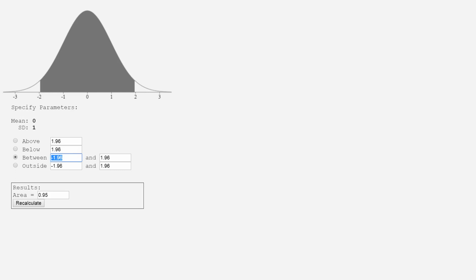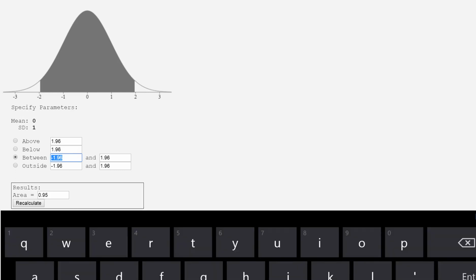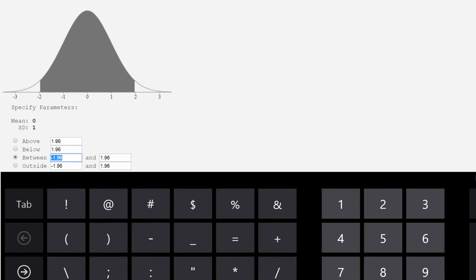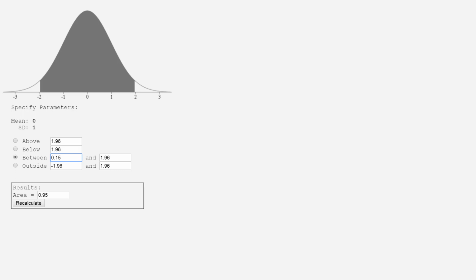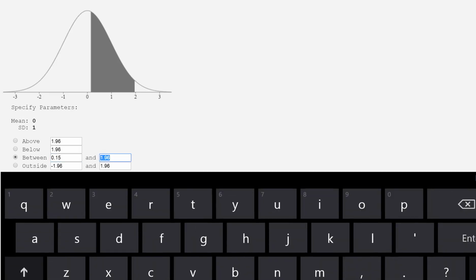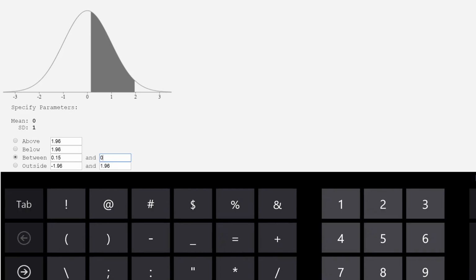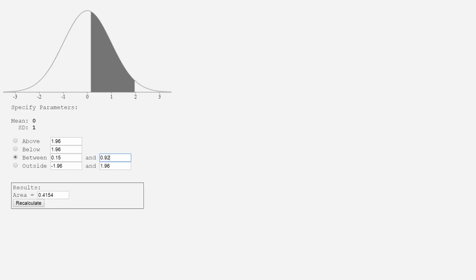You can just change the one that you're using. Okay, and we had 0.15 was our lower z value, and 0.92 was our upper z value. You don't have to put in the zeros, but it helps you see your decimal place better. Then once you do that, I think it already, no, it didn't calculate it. Calculate, okay. So this area is written as a decimal to 4 decimal places.